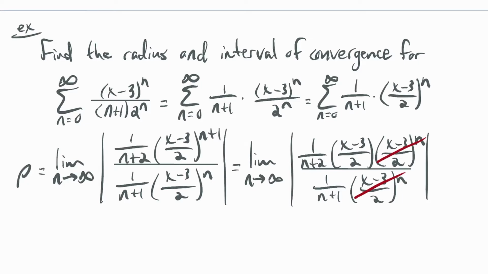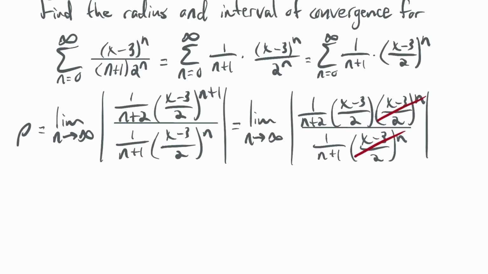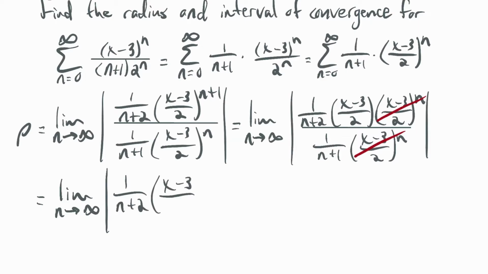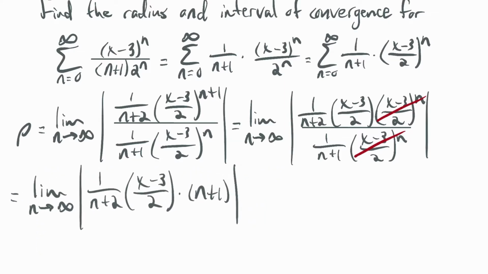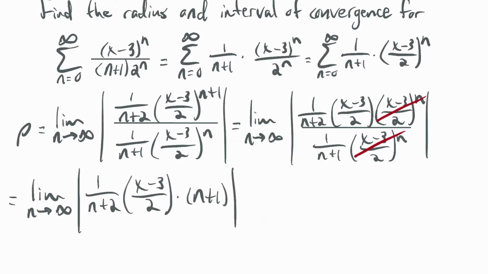Okay, then I'm going to do the step where I multiply the numerator by the reciprocal of the denominator. So this will equal the limit as n goes to infinity of the absolute value of 1 over n plus 2 times (x minus 3 over 2) times (n plus 1). Okay, as before, the n's are all positive, so I can rearrange this and just keep the x, the 3, and the 2 in the absolute value bars.